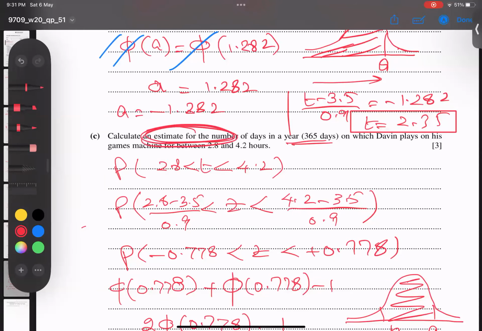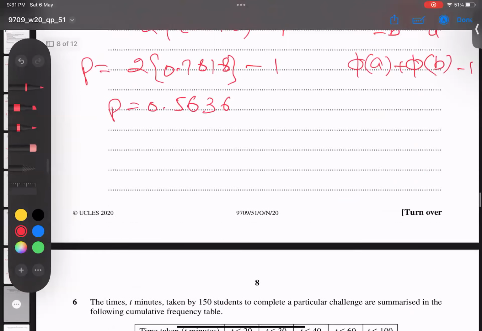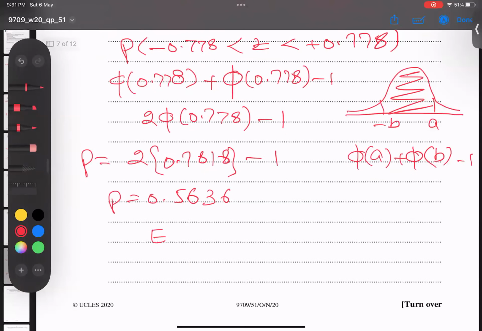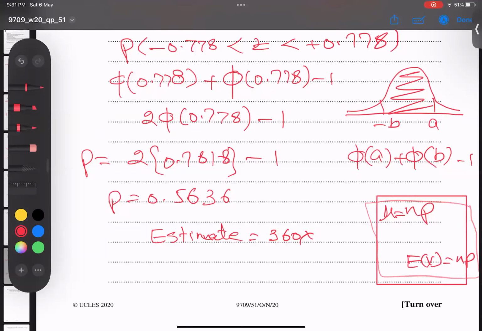Estimate a number of, or sometimes he says expected value. Expected or estimate, same meanings. So we have a special formula for it. What is that? So estimate, and what is the formula? Mean is actually like a mean formula, the NP formula. So n is 365 days, and p is this answer. We always use for the expected value, E of X equal to NP. They are the same.